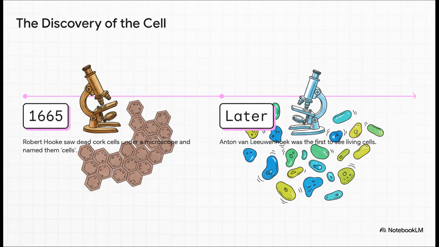So where did this whole idea even come from? Well, our journey into this tiny world kicks off way back in 1665. A guy named Robert Hooke was looking at a thin slice of cork under a microscope and saw all these little empty boxes. They reminded him of the small rooms, or cells, that monks lived in. And boom, the name stuck. But the real game changer came a bit later, when Anton van Leeuwenhoek became the first person to see living, swimming, wiggling cells. He basically discovered a hidden universe.